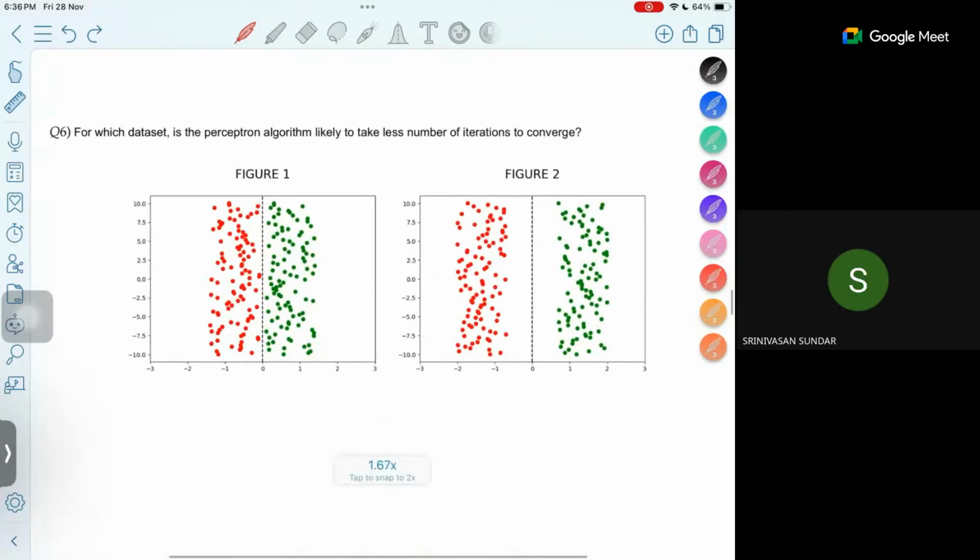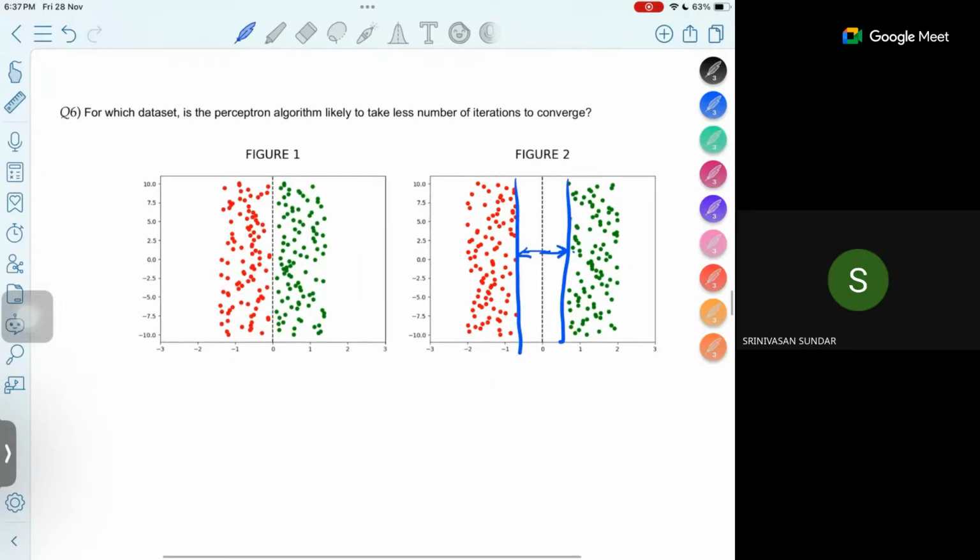Okay, so for which data set is perceptron likely to take fewer iterations to converge? Figure 2. Correct. That's correct because it has a larger margin. The number of mistakes L is proportional to R squared divided by gamma square, and the bigger the gamma square, the smaller the L. So naturally, this will take more iterations, and this will take fewer iterations.